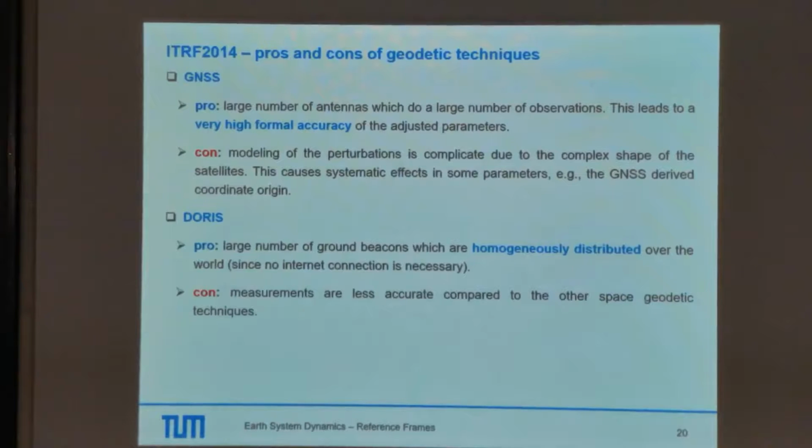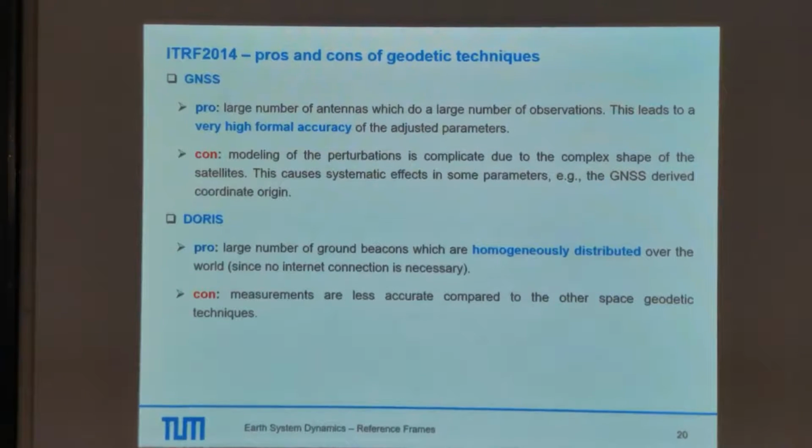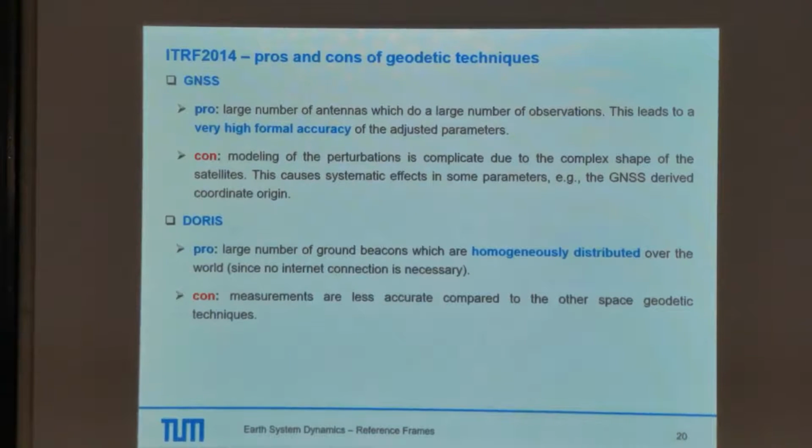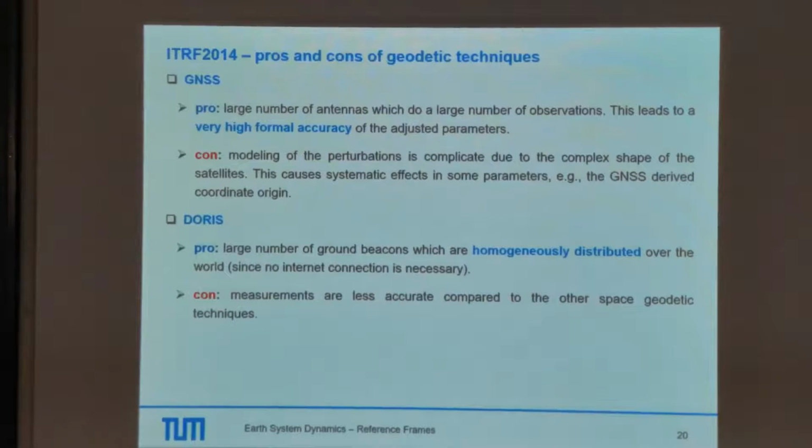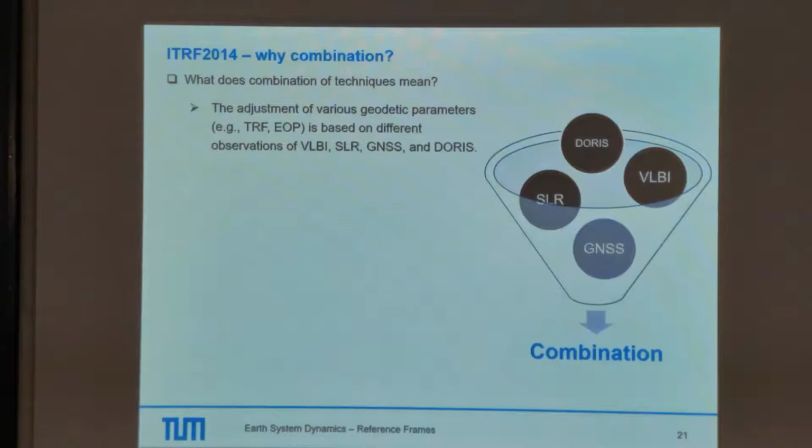The disadvantage of DORIS is that the measurements are less accurate compared to the other space geodetic techniques. This is only due to the nature of the observation, the Doppler counts. Doppler counts are a microwave-based technique. So you have tropospheric delays here affecting Doppler measurements and so on. So this is the only disadvantage of the DORIS technique.